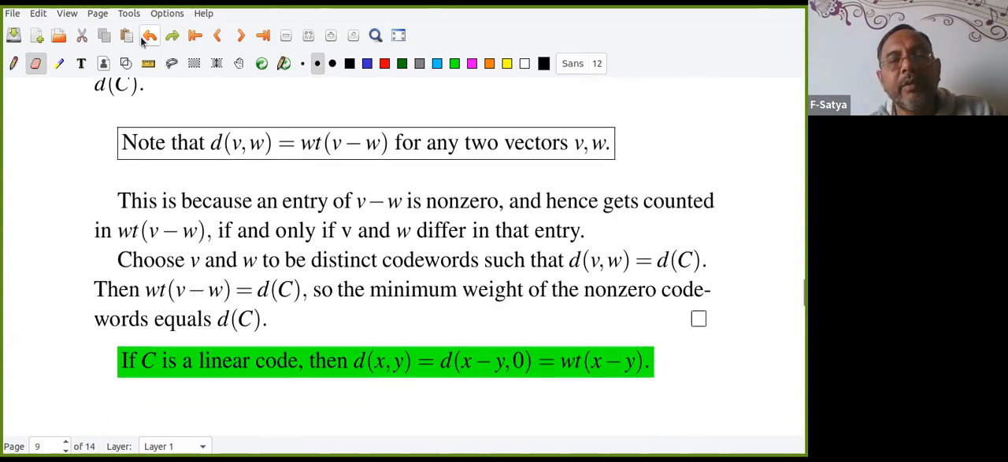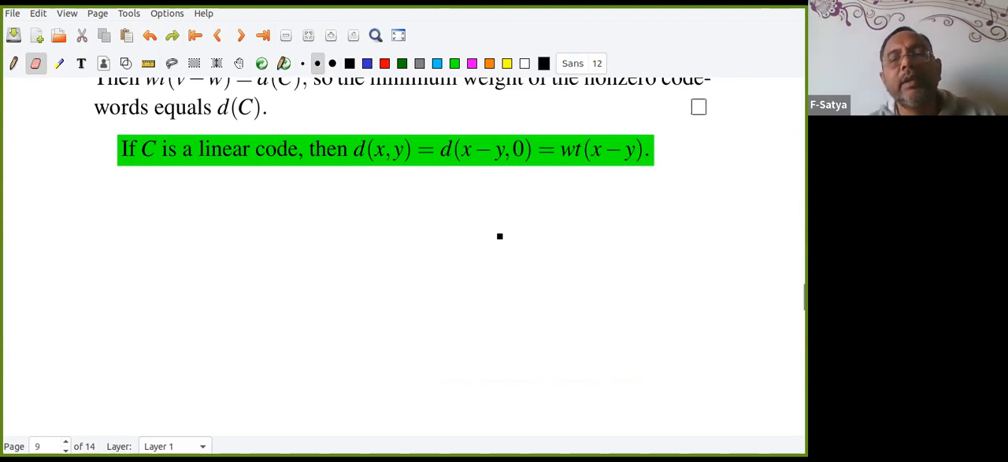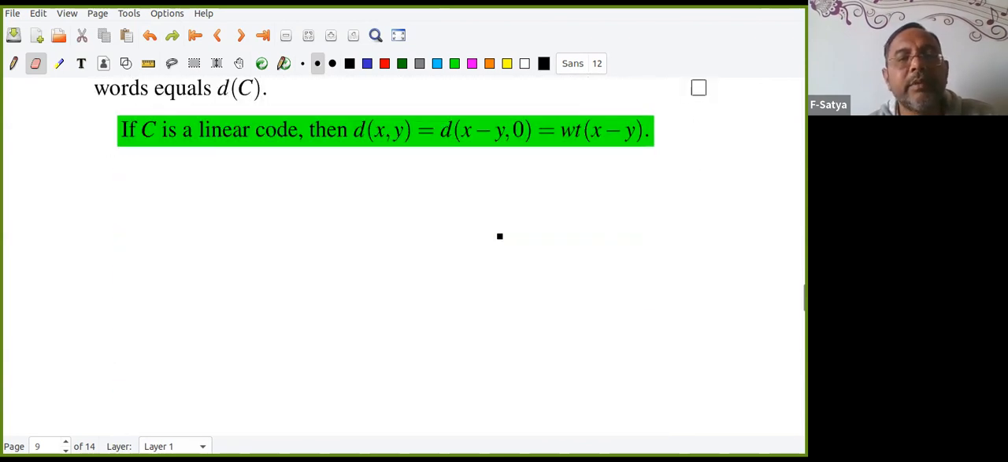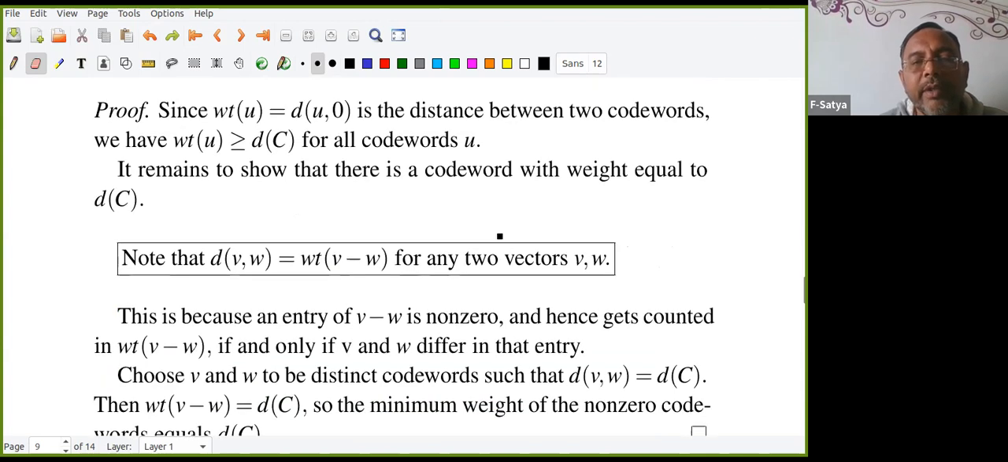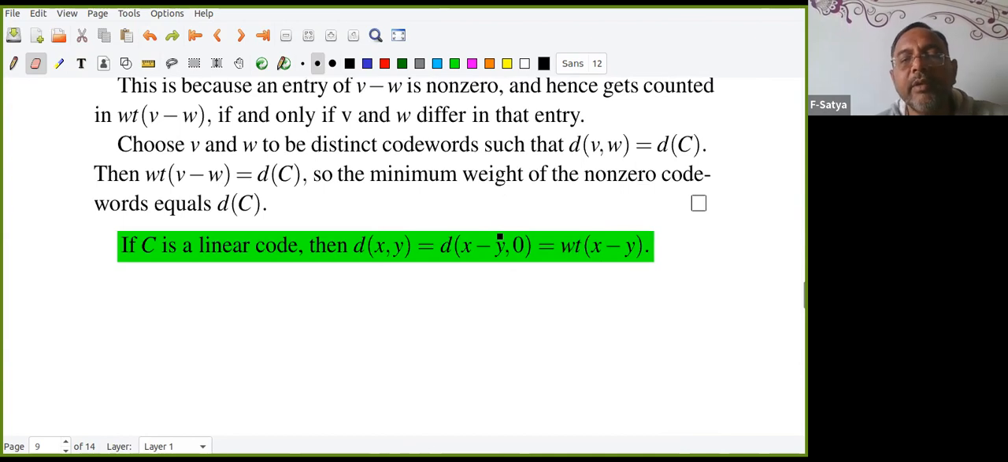The distance of v comma w is the same as the weight of v minus w. This is what I wrote, right? If C is a linear code, then the entire purpose of this proof lies here, in this green color: the distance of x comma y is equal to the distance of x minus y comma 0, that is, the weight of x minus y. Right, so now you see the beauty. For a linear code, instead of finding distances, you will only confine yourself to weights.